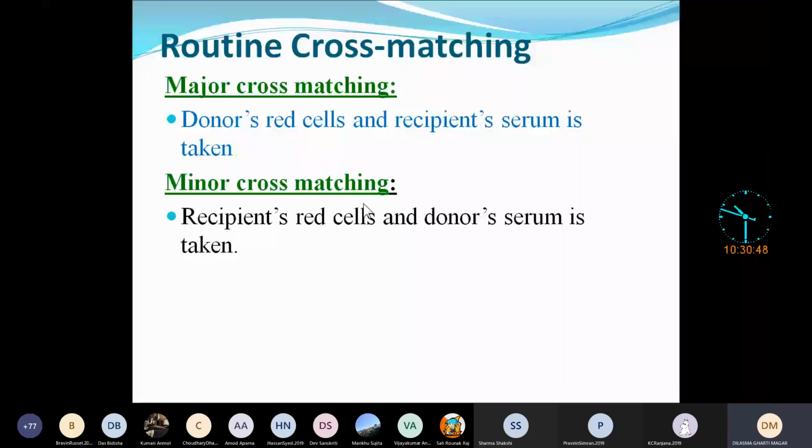Now which is important out of this major cross matching and the minor cross matching? Major. Good. Major cross matching is important. Okay, you all are good.